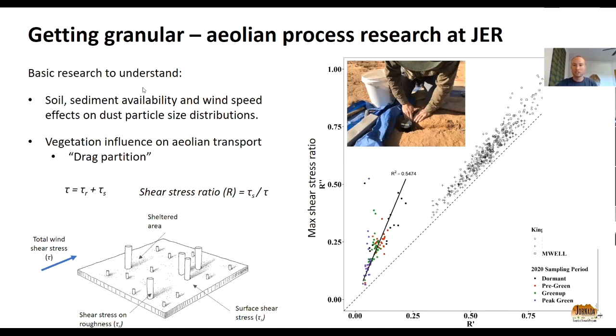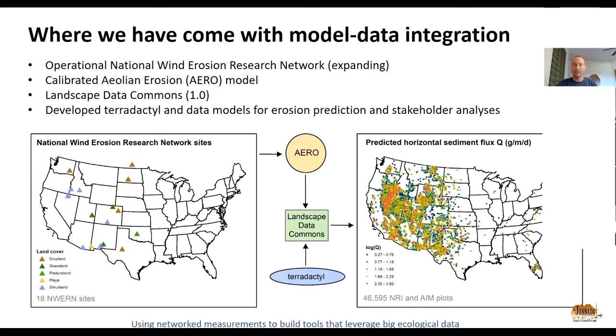So I'll just start wrapping things up here. I guess when I started with the Jornada in 2012, we had this vision of being able to develop new indicators and tools to support wind erosion assessments. And the diagram here summarizes where we've come to.